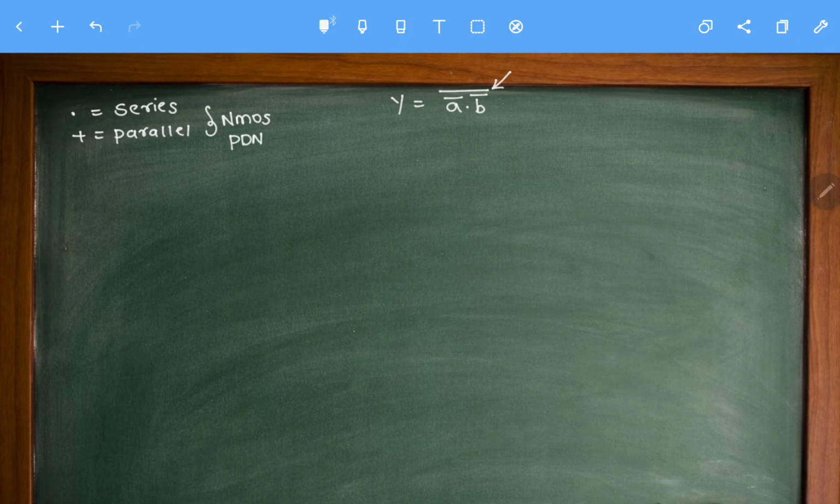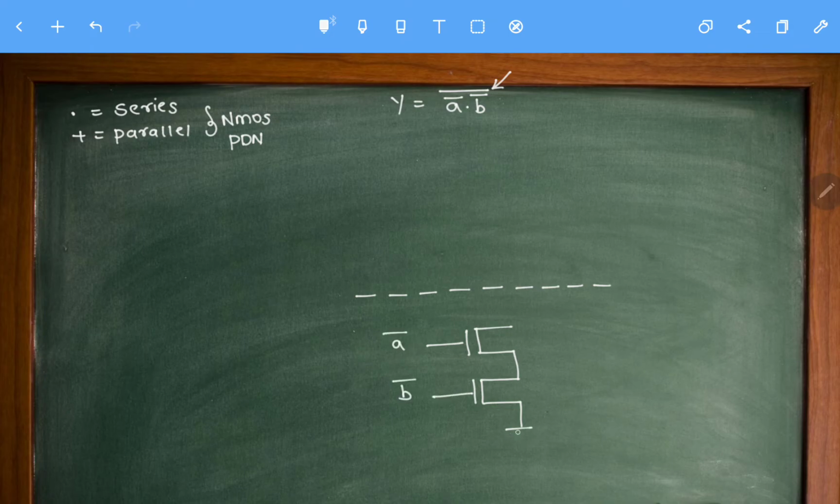So A bar dot B bar, they are connected by means of dot, so connect them in series in pull down network. So first let me draw the demarcation line which is used to separate pull up network and pull down network. So dot, so connect them in series. First input is A bar, next one is B bar. This part should be connected to ground.